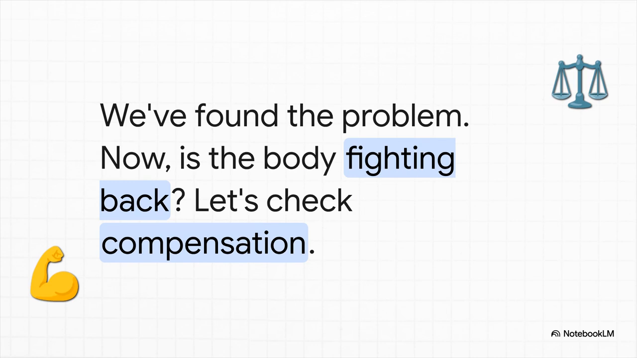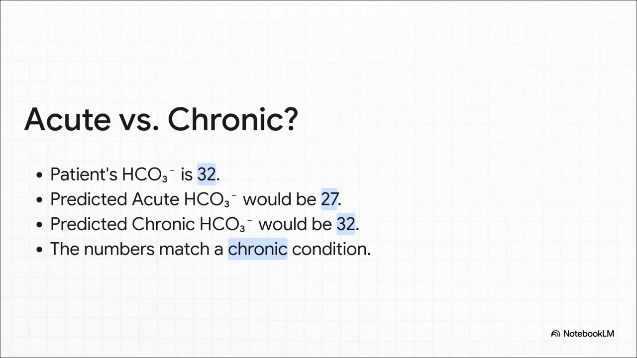Now for steps 3 and 4. Let's look at the bicarb, the HCO₃-, and see if his body is putting up a fight and trying to compensate. And this is where the story gets really interesting. We can actually figure out if this is a brand new problem or something that's been going on for a while. So the patient's bicarb is 32. For a sudden acute problem, we'd expect his body to raise it to about 27. But for a chronic, long-term problem where the kidneys have had time to really kick in, we'd expect it to be, well, exactly 32. The numbers match perfectly. This tells us his body has been fighting this for a long, long time.